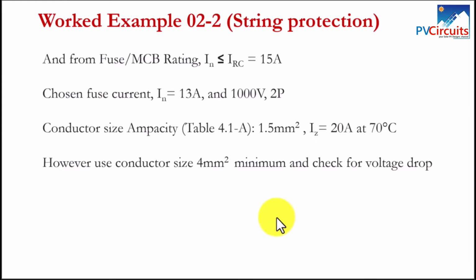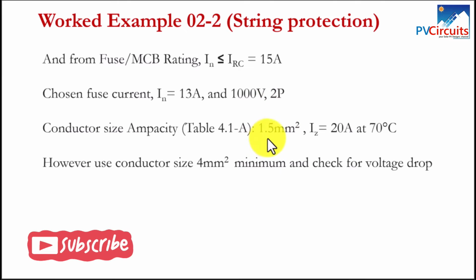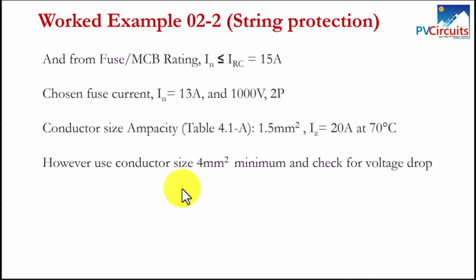We come back to our problem and we have seen that from the table, the cable is 1.5 millimeter square for a current of 20 amps at 70 degrees. But what we say here is that the minimum cable for the string should not be less than 4 millimeter square. In fact, some standards have it as big as 6 millimeter square. So when you have 4 millimeter square, as in this case, you now need to check the voltage drop and see if it satisfies the condition of being less than 2%.